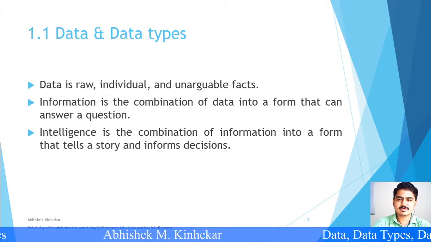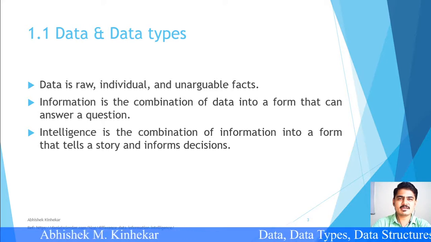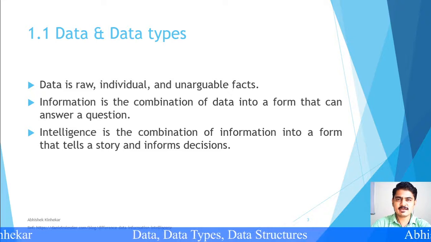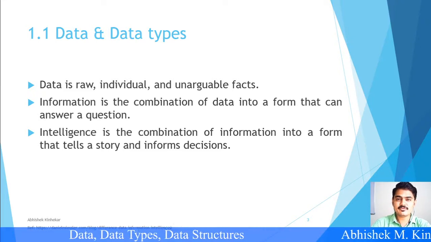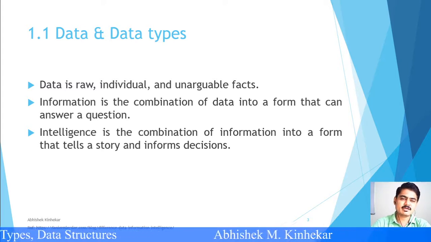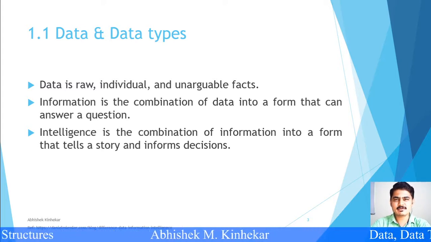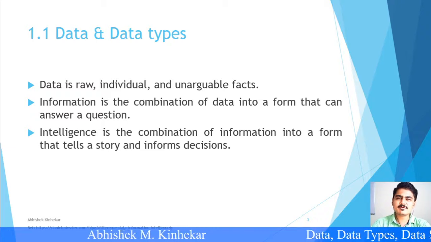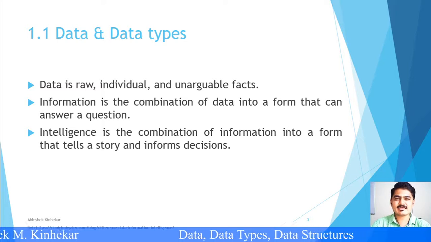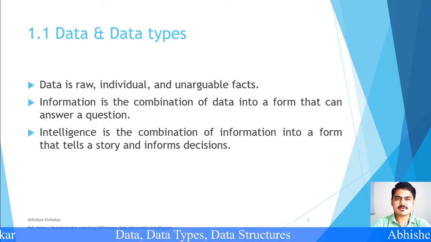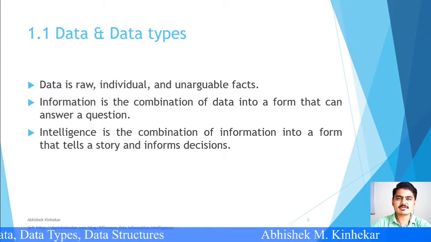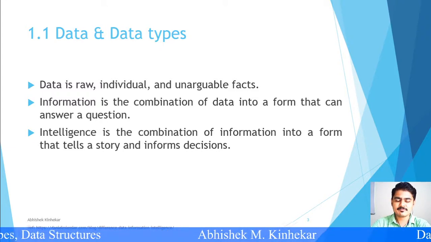Now just keeping data with us, keeping data in hand, is not sufficient. We have to process the data so that it could lead to some information. Now what exactly is information? Information is a combination of data into a form that can answer a question. Now why is data processing necessary? Data processing is necessary just to extract information out of it. Information is a processed form of data which answers typical sorts of questions.